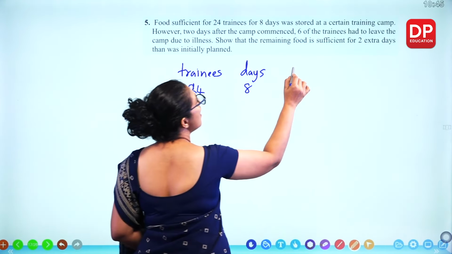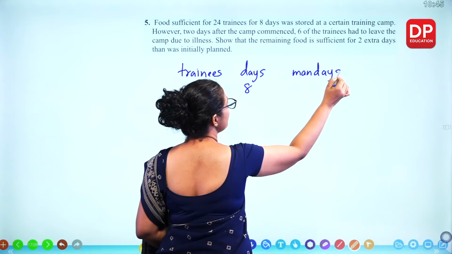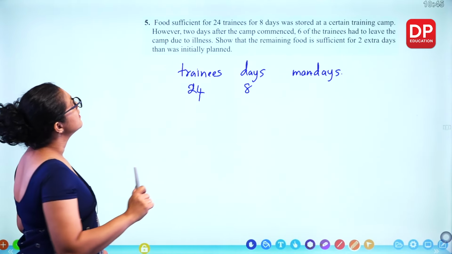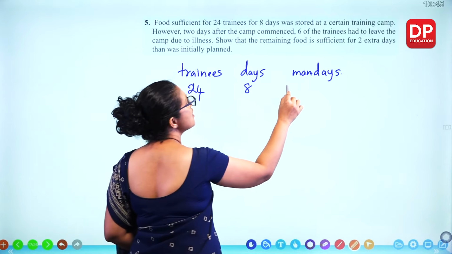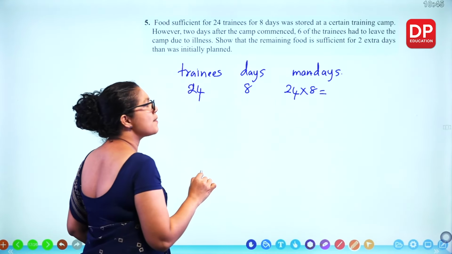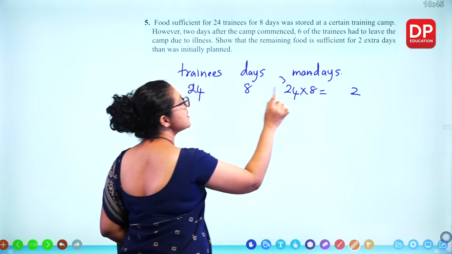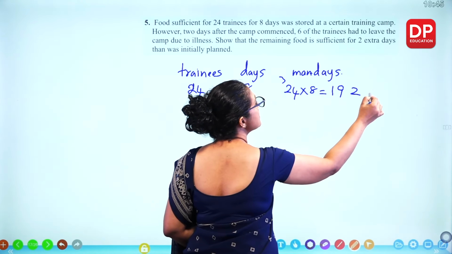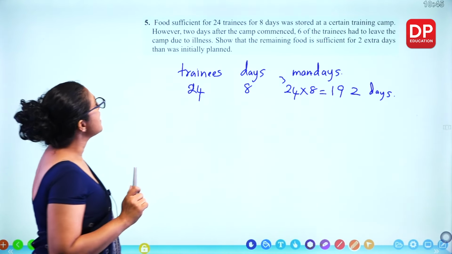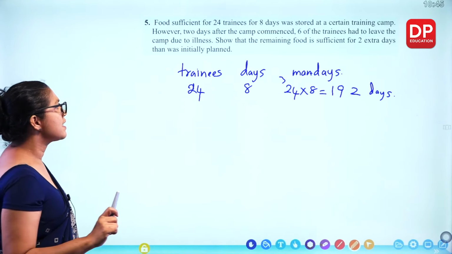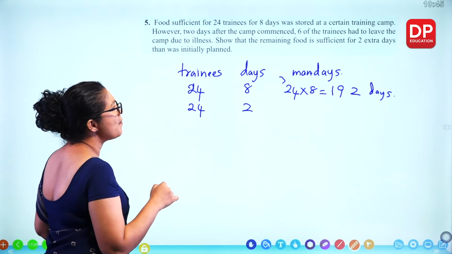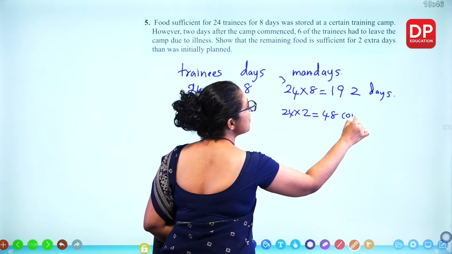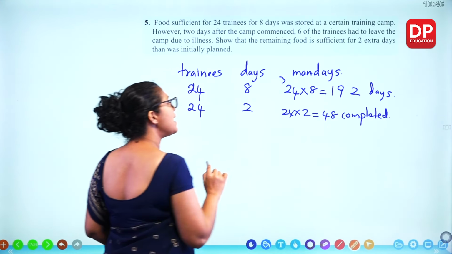Now here, how many man days are there? 24 trainees for 8 days. So food is sufficient for 8 days. So 24 times 8. So what is 24 times 8? 8 times 4, 32, 3 remaining. 8 times 2, 16 plus 3, 19. So 192 man days are there. But it says 2 days after. So 2 days already completed with 24 trainees. So how many completed man days? 24 times 2, that's 48 completed. So what's the remaining part?